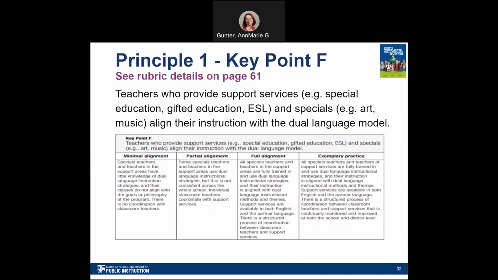Principle 1, key point F, is teachers who provide support services like special education, gifted education, ESL, and specials, art and music, for example, align their instruction with a dual language model.